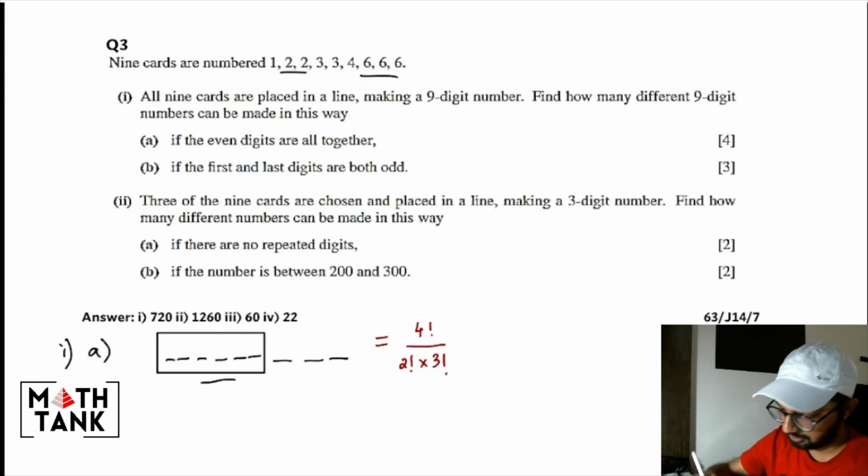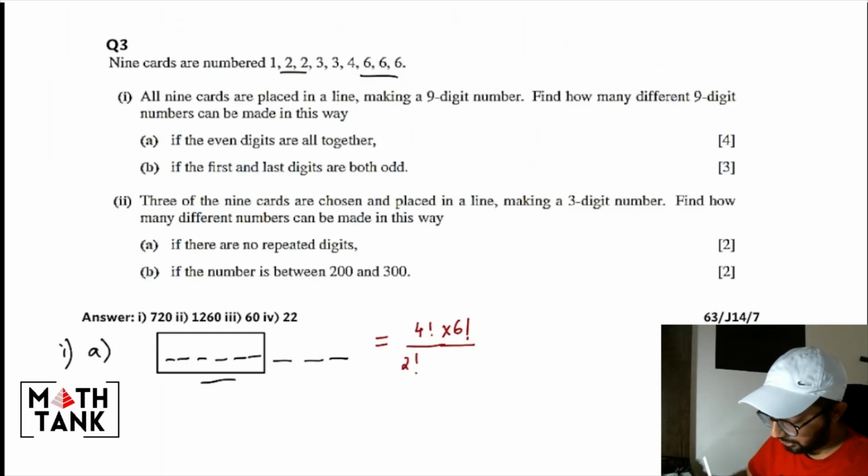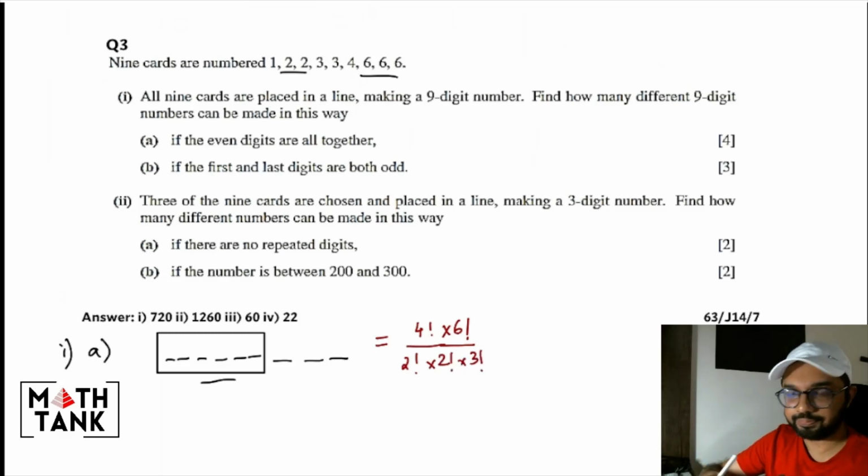Oh, I forgot to shuffle the ones inside the box. Okay, and I also forgot 2 factorial, 2 2s, 2 3s, and 3 6s. It's just a silly mistake.